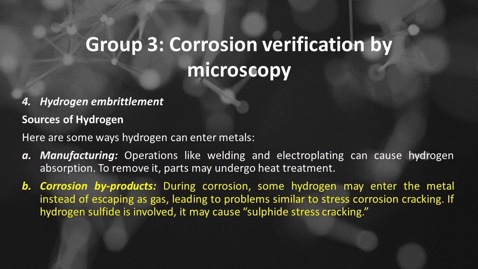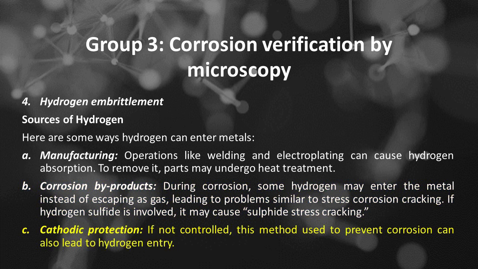The second is corrosion byproducts. During corrosion, some hydrogen may enter the metal instead of escaping as gas, leading to problems similar to stress corrosion cracking. If hydrogen sulfide is involved, it may cause sulfate stress cracking. The third is cathodic protection. If not controlled, this method used to prevent corrosion can also lead to hydrogen entry.